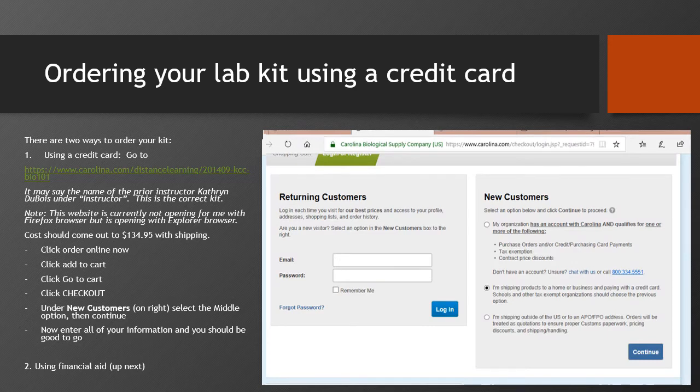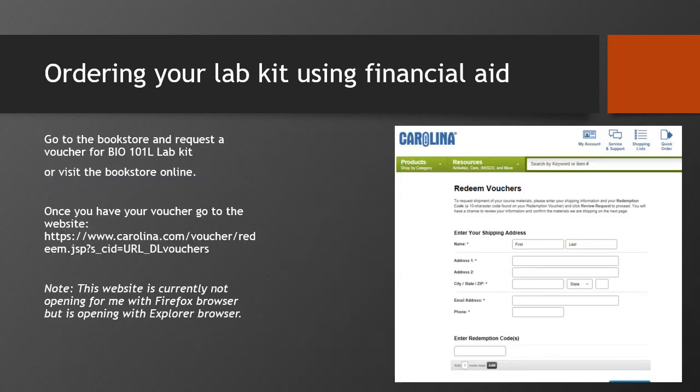The next thing here that gets a little bit confusing is you'll need to go to New Customers and click that you're shipping to a home or business. So select this middle option here and then select Continue. So that's it for ordering with a credit card. That should get you your kit.